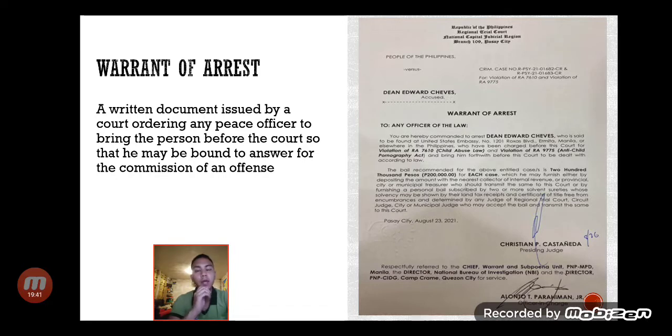So it is part of the criminal procedure that an arresting officer must present a warrant of arrest in order to arrest a person, unless of some circumstances that the person is or is about to commit or has already committed the crime. So those are the only times that any peace officer, police officer, law enforcer, or a private person can arrest a person without a warrant, if such circumstances take place.